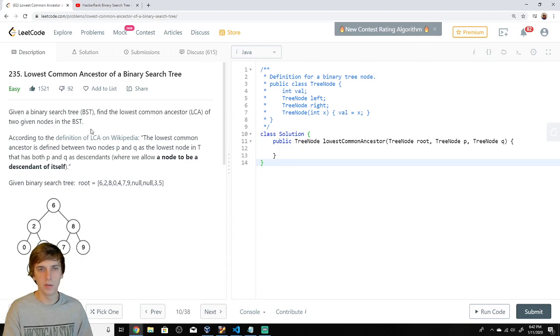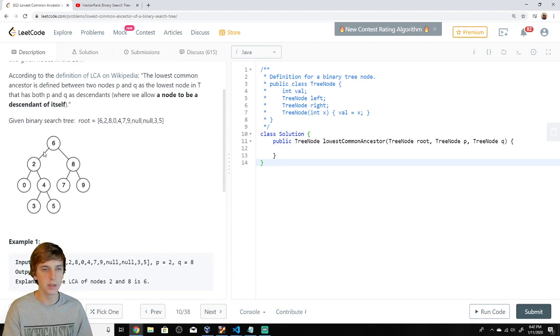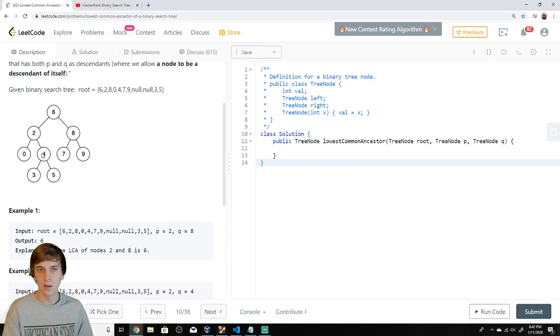If you don't know what a binary search tree is, or what a tree is, it's a bunch of nodes. A binary search tree is a tree where each node can have 0, 1, or 2 children, right? Binary is a base 2 number system, so you can have up to 2 children. You can see that 6 has 2 children, a left and a right, 2 and 8, and then 0 has no children, right?